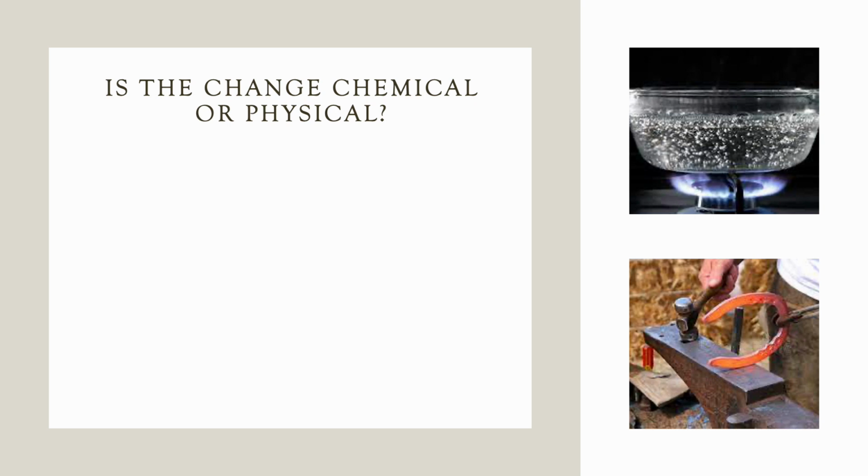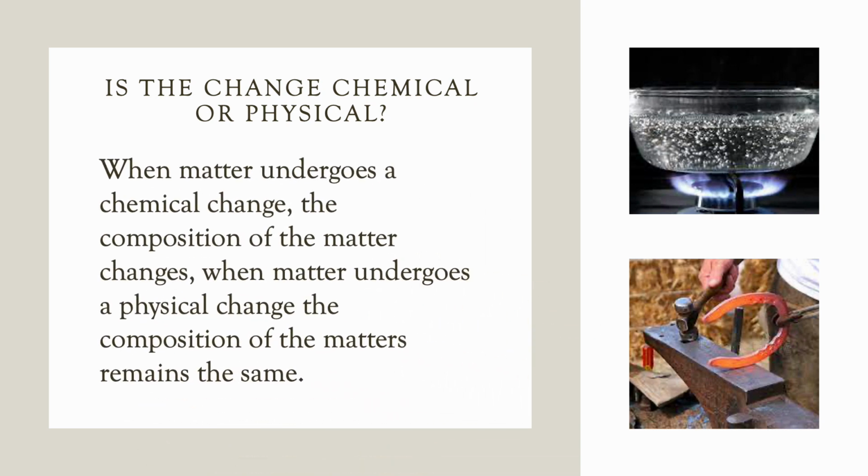The horseshoe at the bottom, when it's heated, turns from gray to red. Despite the color change, its iron is still iron. When matter undergoes a chemical change, the composition of the matter changes. When matter undergoes a physical change, the composition of the matter remains the same.